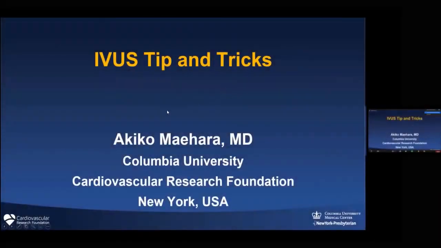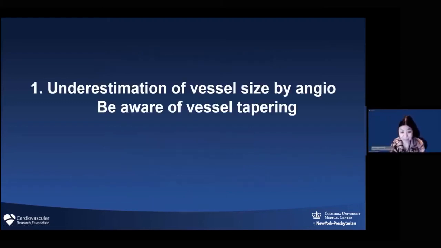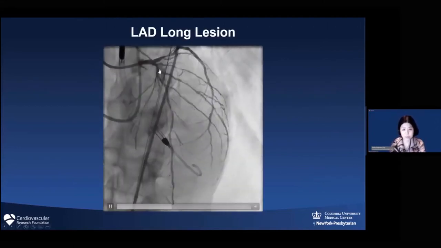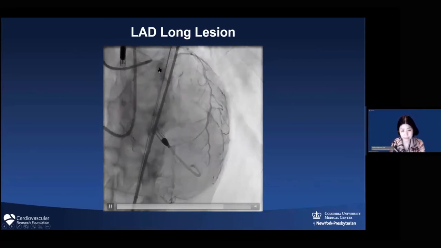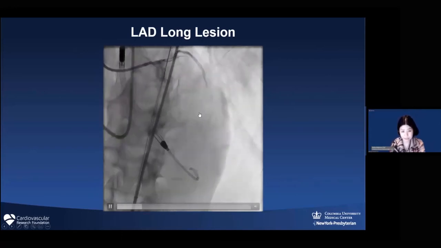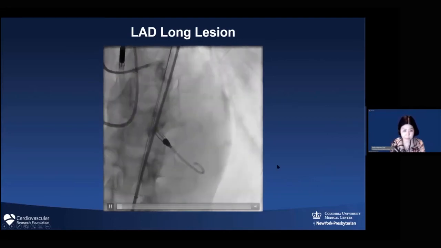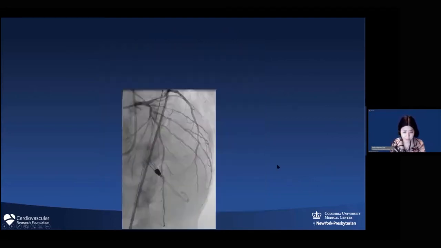So today I'd like to talk a little bit about advanced tips and tricks, not super basic. Be aware of vessel tapering. So let's talk about this case. You see the super diffuse LAD lesion, and there are a lot of branches. You have almost no idea what the vessel size is because of the super diffuse disease. But there is a very clear rule.